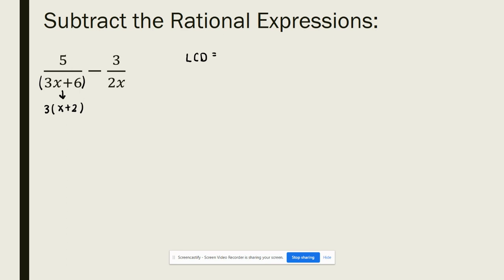Well, binomials and monomials are very different. So once again, it's essentially a matter of multiplying those two things together. So 3 times 2x is 6x, and then we still have that binomial of x plus 2. So this would become our least common denominator. So that is what I'm going to turn both of my denominators now into.